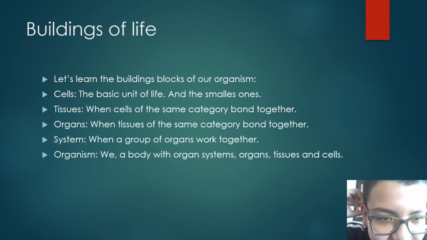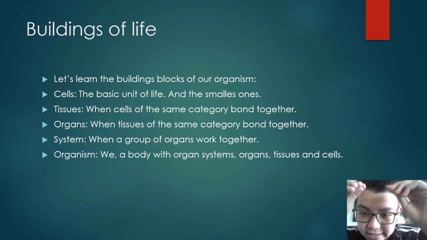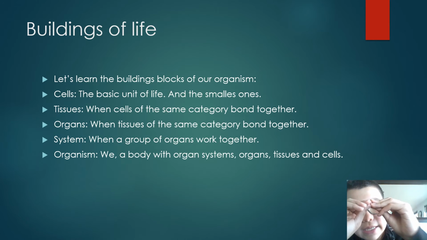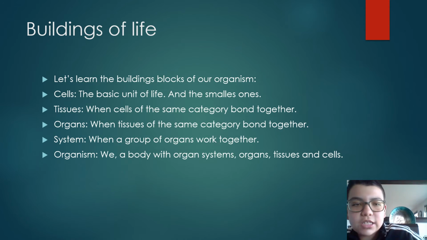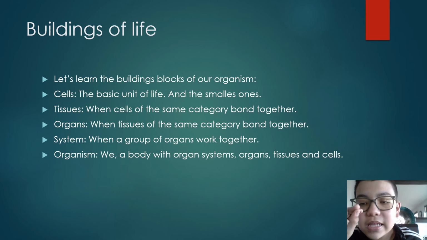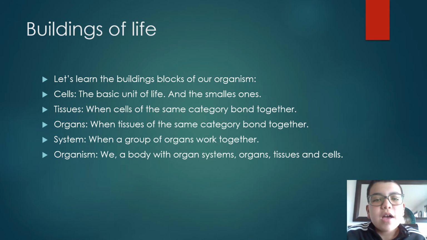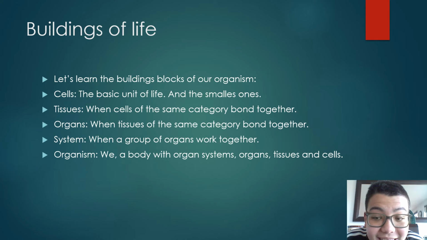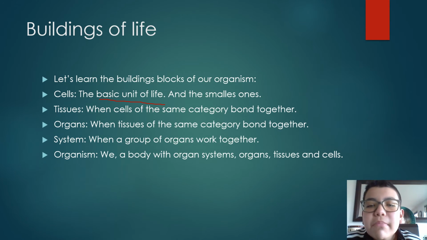Buildings of life. But before explaining more about the circulatory system, we have to make a little stop and explain the buildings of life. First, we have the cells. These are the basic unit of life, because in matter the atoms are the smallest ones.